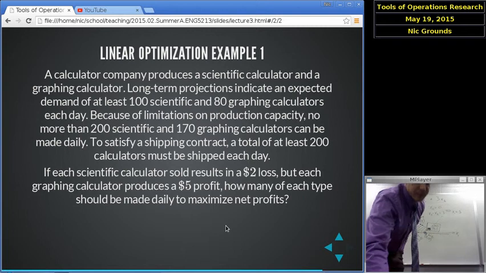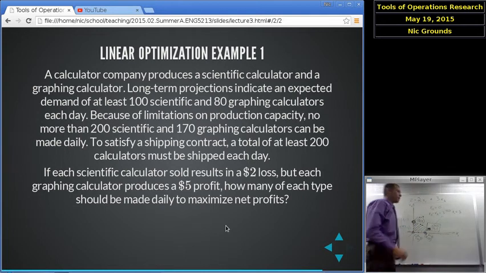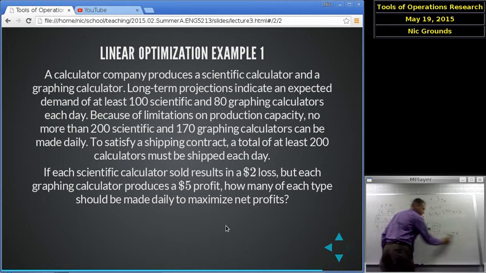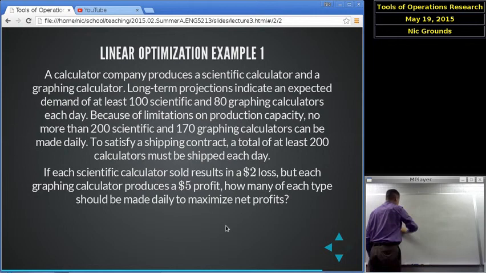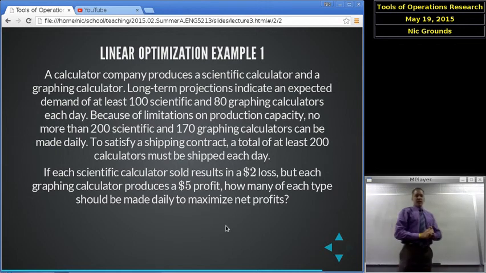There we go. All right, so let's take now a word problem, convert that into a linear optimization problem, and then solve the linear optimization problem in order that we can solve the word problem and really make a good decision on whatever it is it's asking us. So the word problem is a calculator company, a company making calculators. They make scientific calculators and graphing calculators, so 2 kinds. Okay. Long-term projections indicate they can sell at least 100 scientific calculators and at least 80 graphing calculators each day. So that's how many the stores can sell.